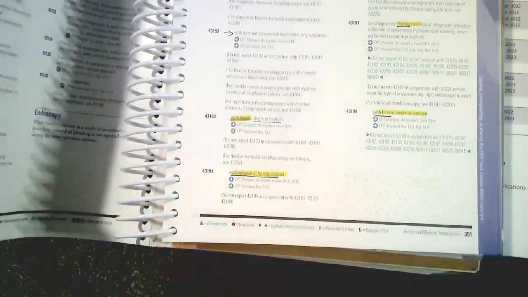So what's the difference between biopsy and removing a foreign body? Biopsy would be we're taking a tissue sample directly from the esophagus. A removal of a foreign body would be something that's not supposed to be there and we're taking it out. That doesn't necessarily mean they've swallowed something foreign, but maybe it's something that's existing there that shouldn't be there that we've taken out.